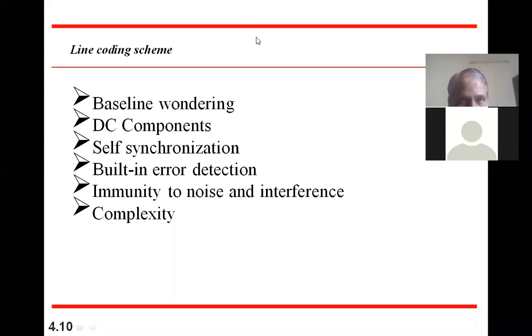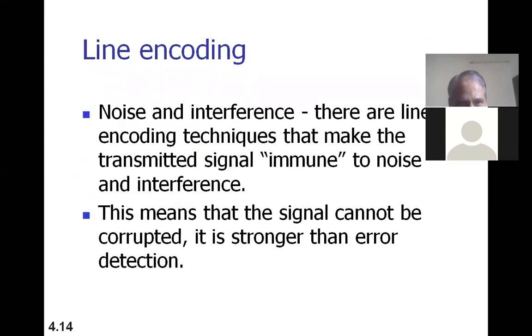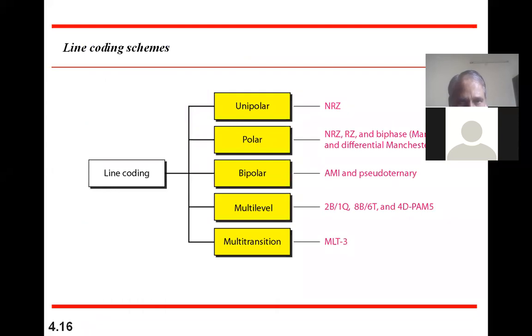What we discussed yesterday: line coding, then block coding, then scrambling. These 3 points mainly we discussed. Line coding is conversion of data elements to data signals. There are several line coding techniques which we have seen here: unipolar, polar, bipolar, multi-level, multi-transition. And in each of them, again, there are sub varieties.